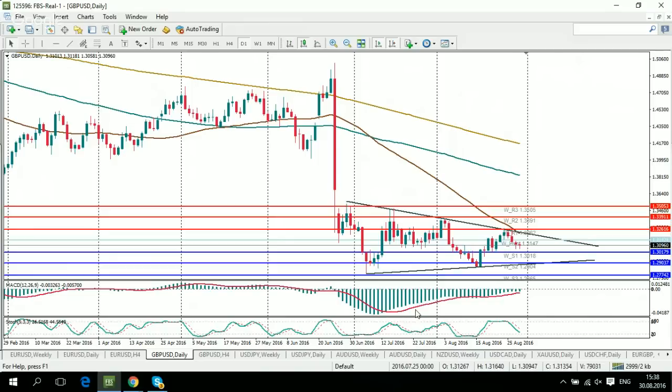Also, we can see that the daily MACD indicator is rising, so it doesn't correspond to a strong move to the downside in the British pound. So 1.29 is my big stop for short trades in the British pound.